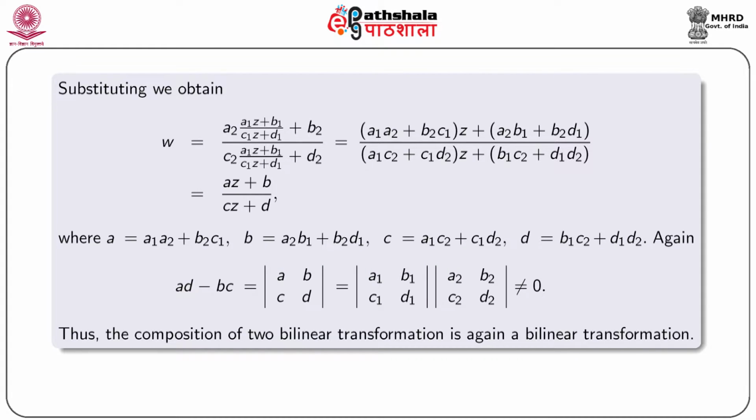We note that ad minus bc, which is equal to determinant (a b; c d) and which is equal to determinant (a1 b1; c1 d1) into determinant (a2 b2; c2 d2), is not 0. Therefore, we conclude that the composition of two bilinear transformations is also a bilinear transformation.